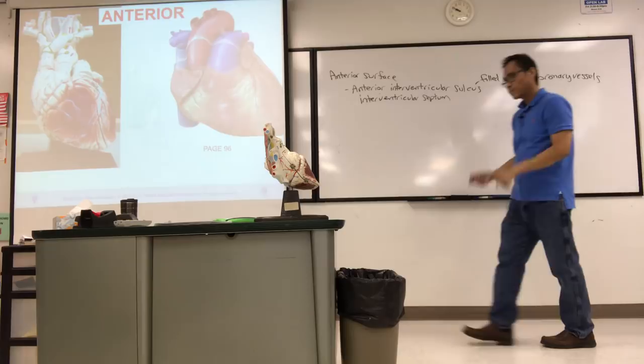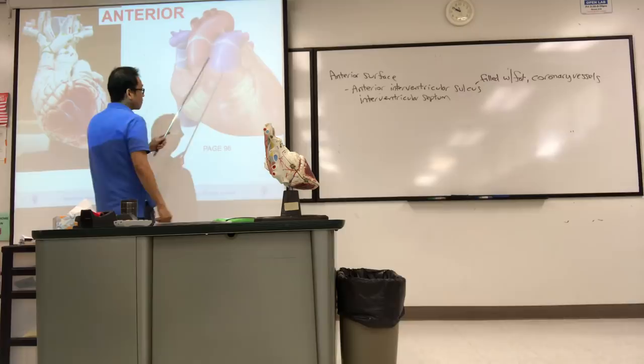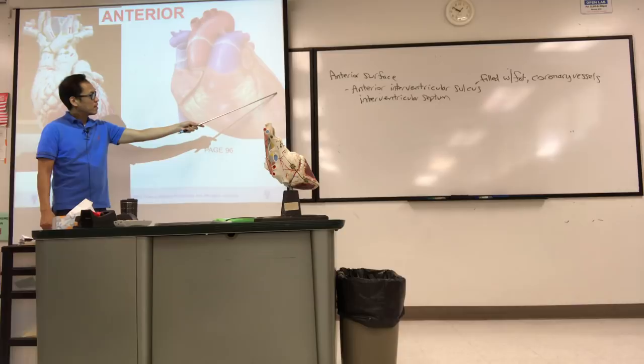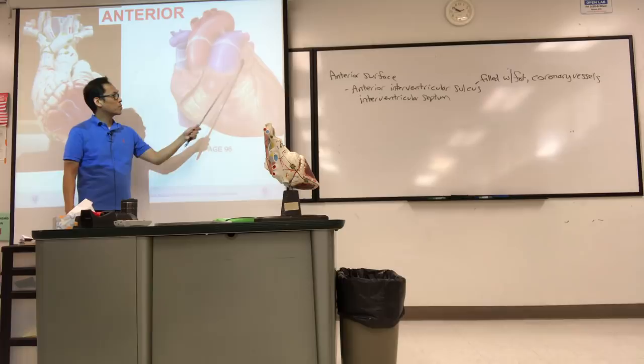Good, so you're trying to figure out the front from the back. You find this, and then you say to yourself, if that's the anterior interventricular sulcus, which chamber is that? RV is correct. So on the other side, it would be LV. You're off and running.